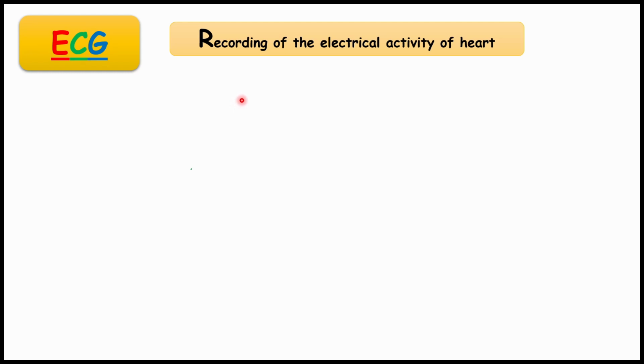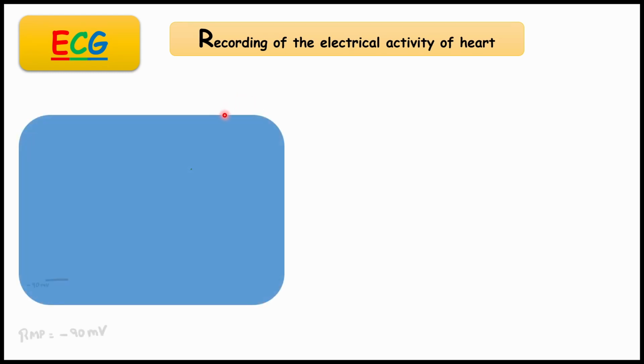Let's see about that. Assume this is a cell. Cell is under rest. So here resting membrane potential will be minus 90 millivolt. Now there is a stimulation, few sodium ions influx, which increase the positivity of the cell. Once it reaches the threshold level, here it is around minus 70 millivolt, the cell rapidly opens voltage gated sodium channels. So the sodium influx occurs.